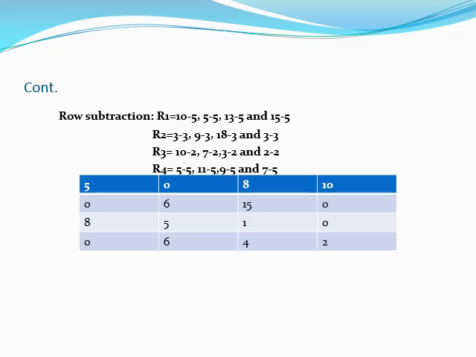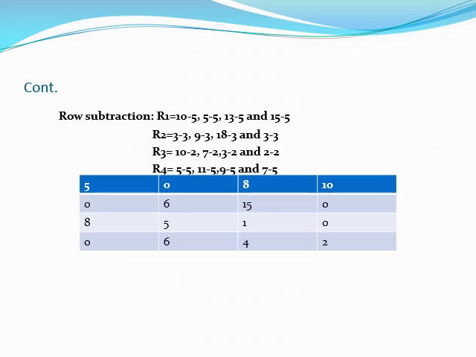Then 10 minus 5, 5 minus 5, 13 minus 5, and 15 minus 5. The result is 5, 0, 8, 10. Then move to row number 2. Check your given problem.